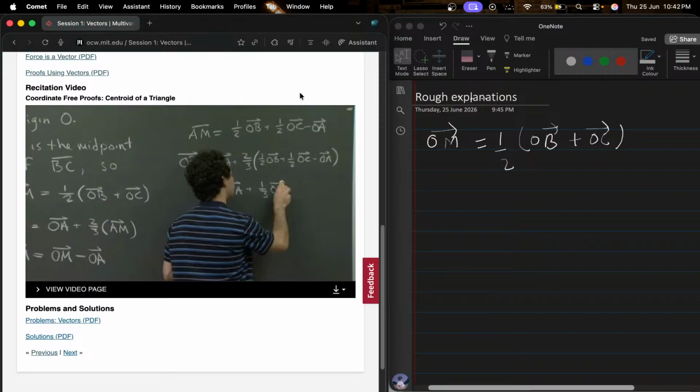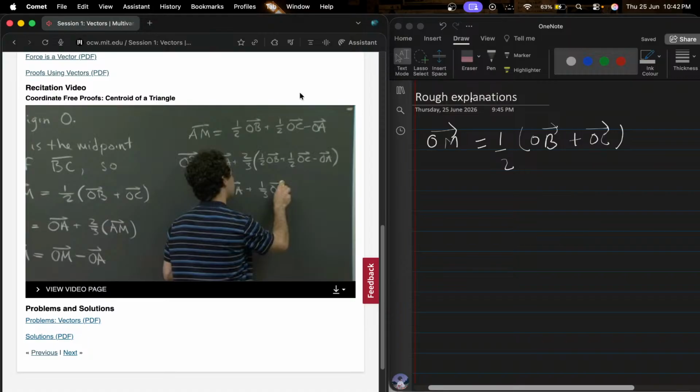So this gives us a simple formula for the position vector of P, that vector OP, in terms of the position vectors of A, B, and C. In particular, because P is this special point, it's 1/3 of their sum, of the sum OA plus OB plus OC. Okay, so that's where P is.